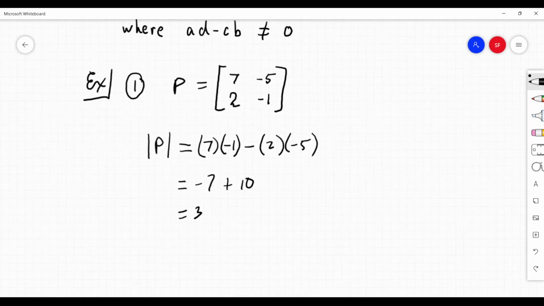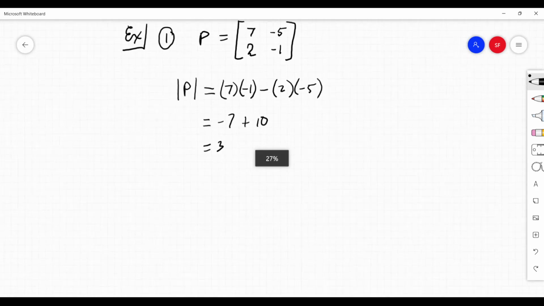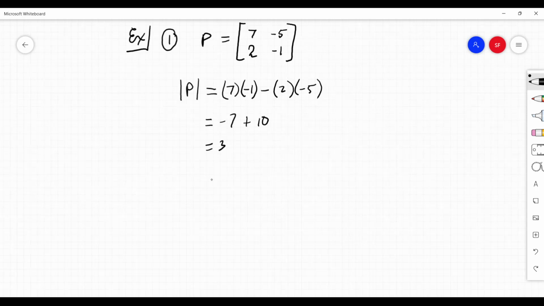So now for the inverse of P, it'd be 1 over the determinant, which is 3, times the matrix [-1, -2; 5, 7]. Did we follow where those came from?